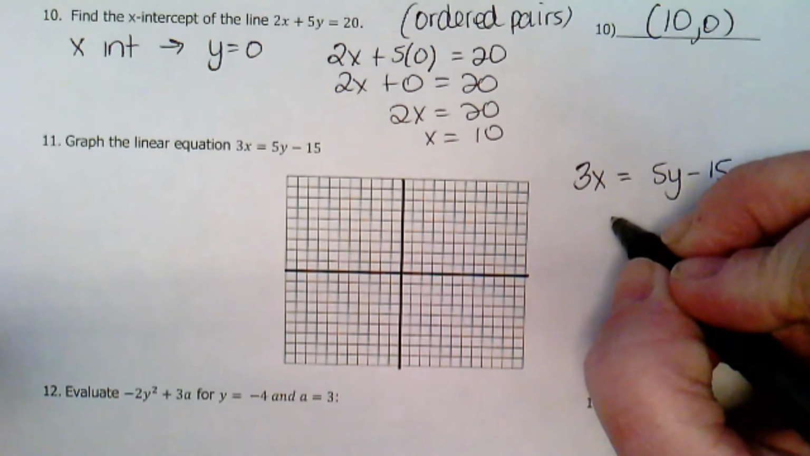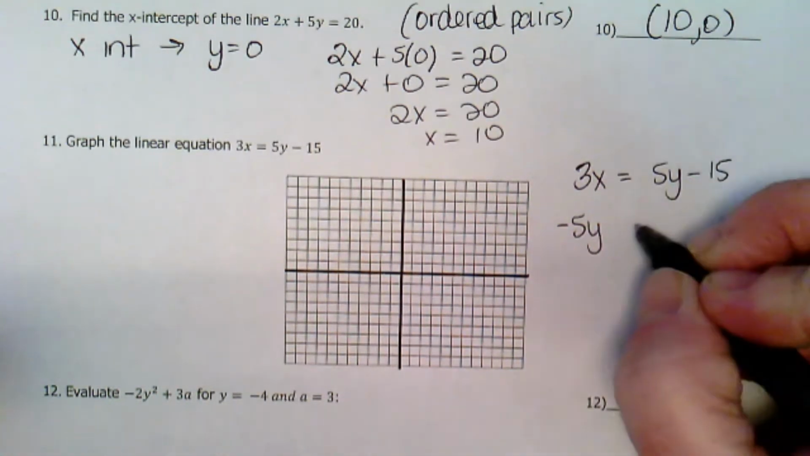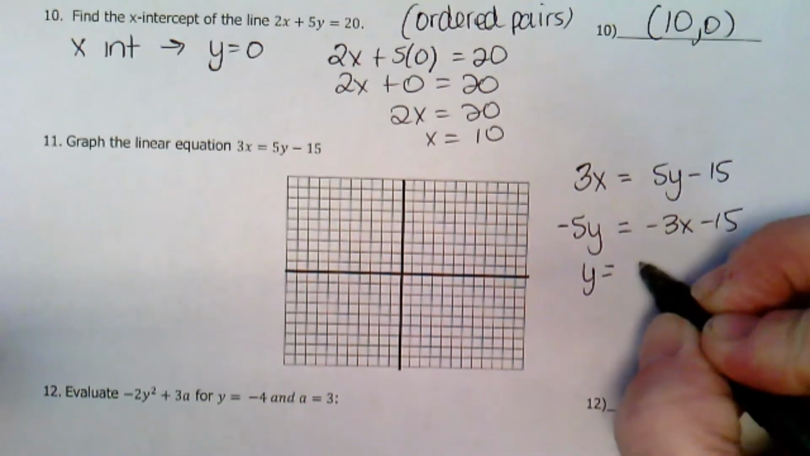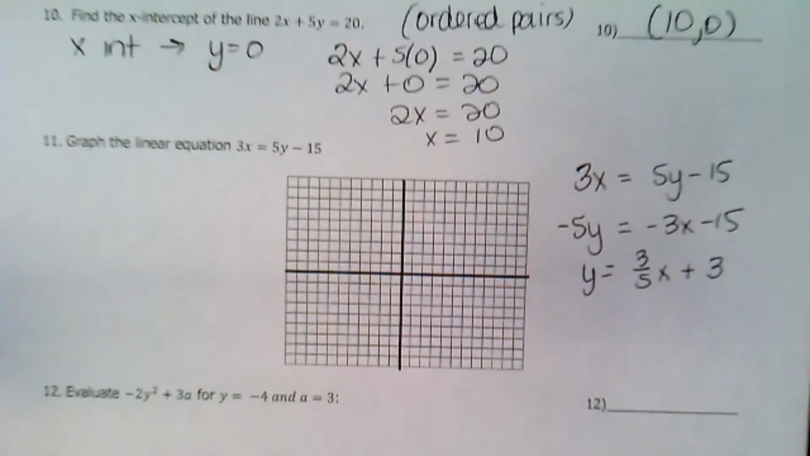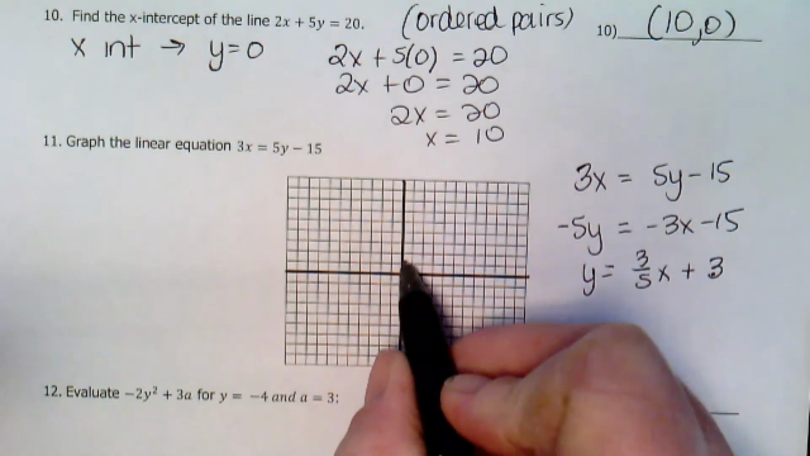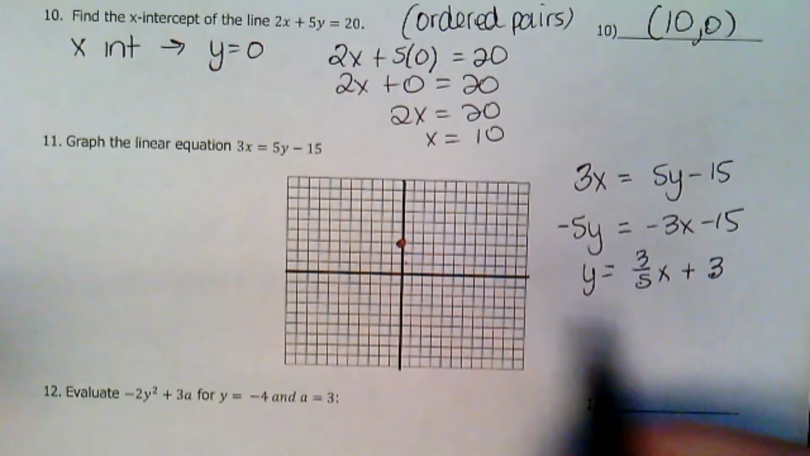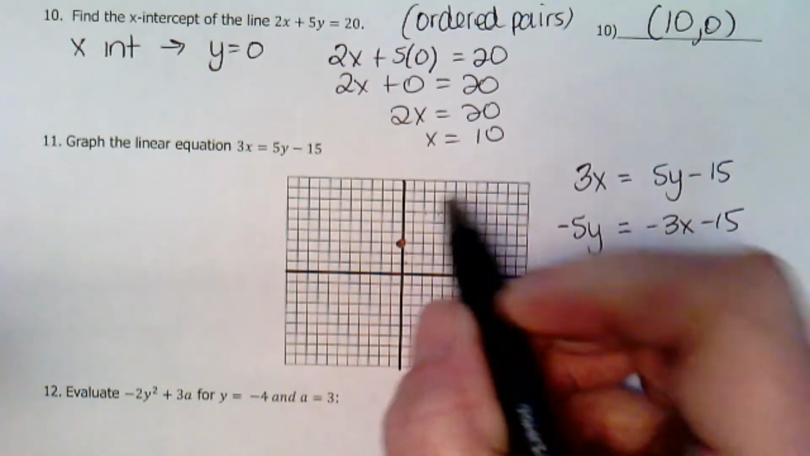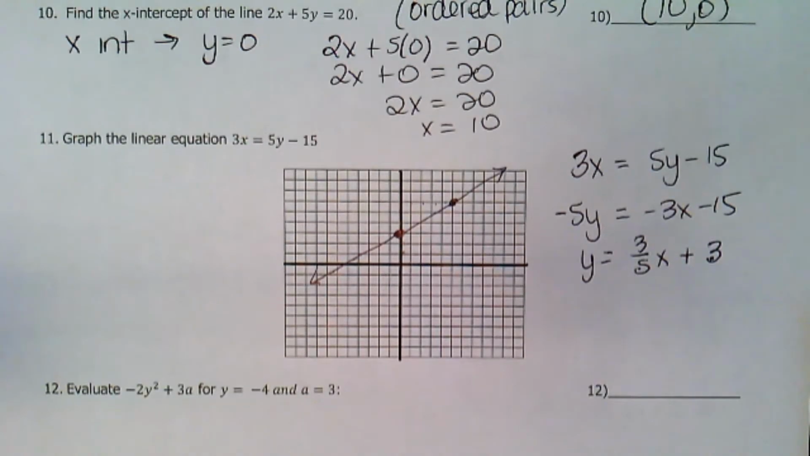Alright, so we're going to bring our 5 over this way and our x over that way. Divide everything by -5. So now I have my slope-intercept form. I know I'm going to start at 3 at the y. And I'm going to go up 3 over 5. And then draw our line. So you'll be doing these on the computer, so you'll have a lot straighter lines.